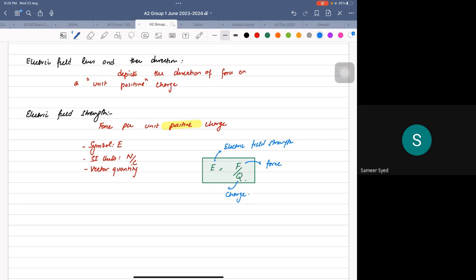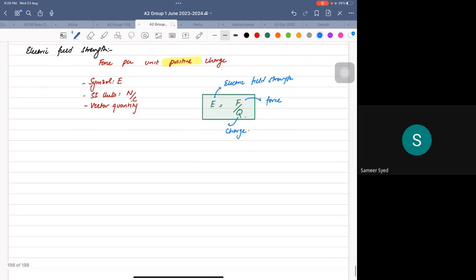Now, the field itself can be uniform and it can be non-uniform in electric fields, and we can actually create it very easily. So let's have a look. First of all, let's look at the uniform electric field strength and what it means. Uniform electric field strength can only be created within two parallel plates. There is no other way you can create it.